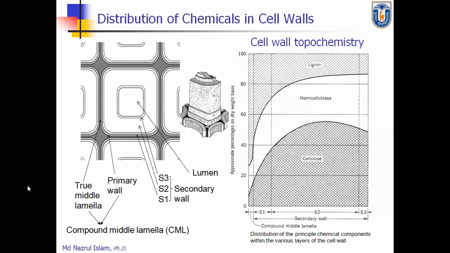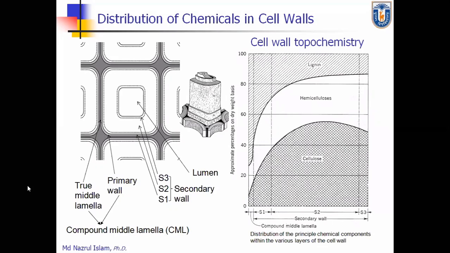So three different compounds we have discussed so far. The most important are cellulose, hemicellulose, and lignin. If you look at the right side, cell topochemistry. Topochemistry means the distribution of the chemicals in different layers.